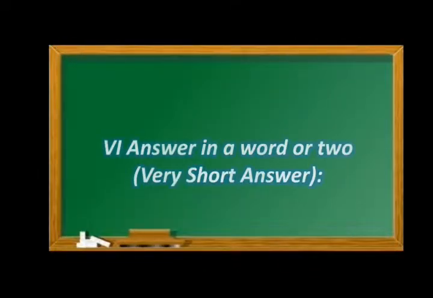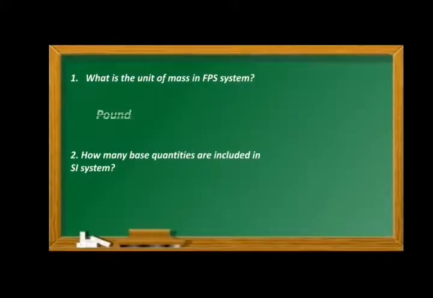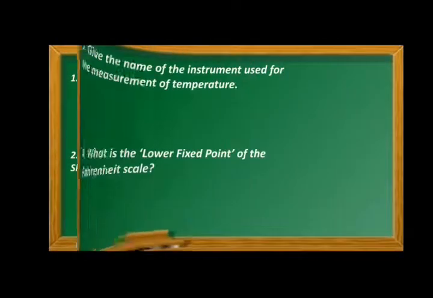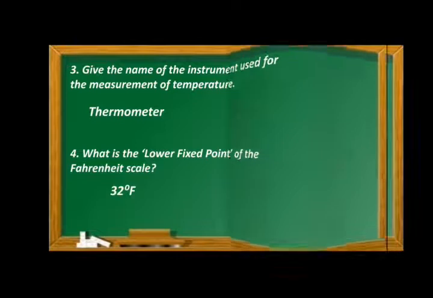Let us move on to answer in a word or two. Very short answer type questions. What is the unit of mass in FPS system? Pound. How many base quantities are included in SI system? 7. Give the name of the instrument used for the measurement of temperature. Thermometer. What is the lower fixed point of the Fahrenheit scale? It is 32 degree Fahrenheit.